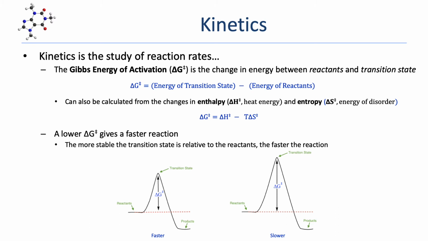In these examples, the energies of the reactants happen to be the same, but the transition state energy in the slower reaction is much higher. Also note that there's really no correlation between whether a reaction is fast or slow and whether it is endergonic or exergonic. Here, these two reactions are both exergonic.